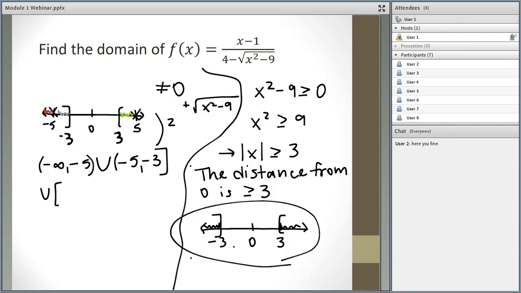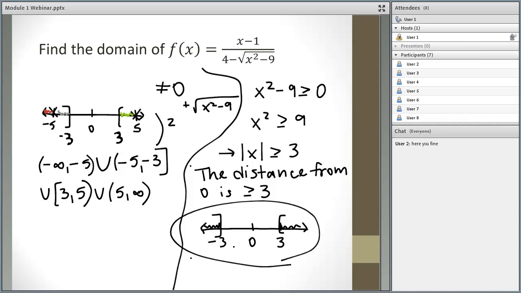So I have another union, and I include 3, but I don't include 5. Again, that's from the first part of our domain earlier. And then the last part of our union is 5 and beyond. We don't include 5, so I have 5 up to infinity. And again, infinity doesn't get a bracket ever.